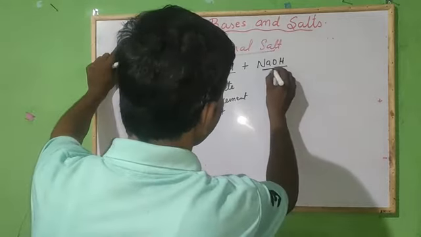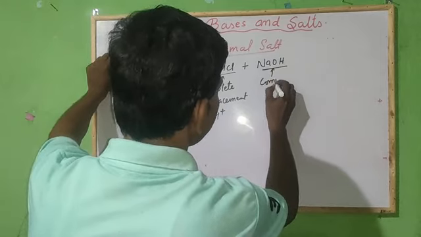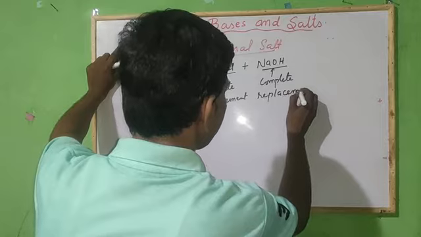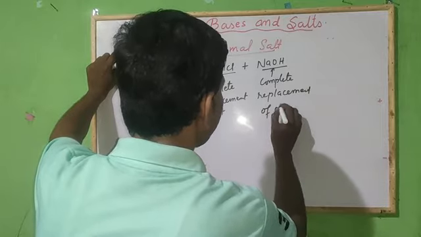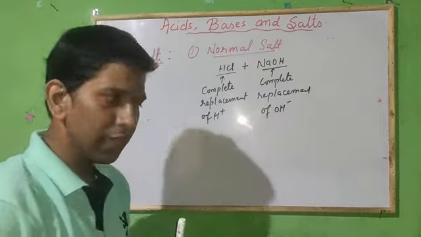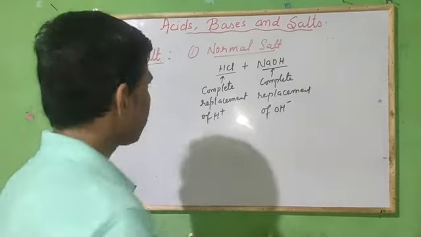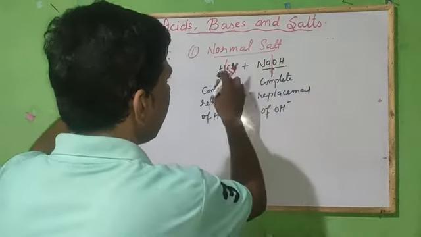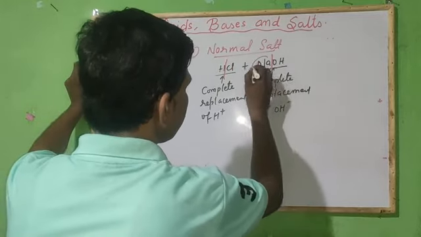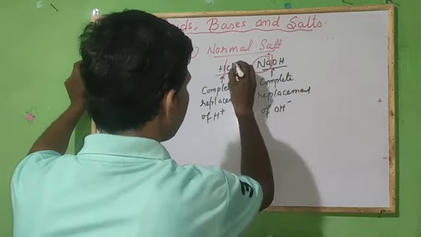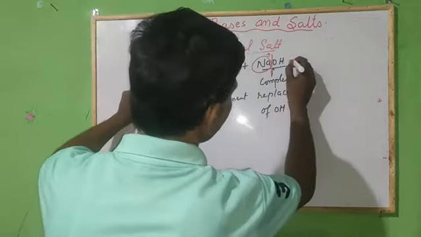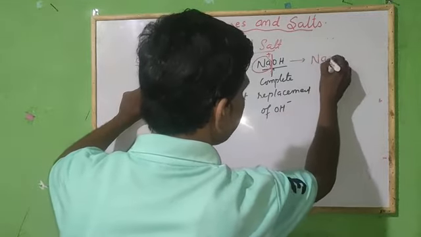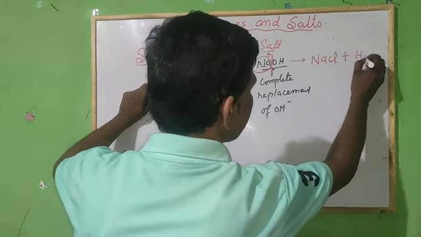And in this case, complete replacement of OH minus ion takes place. So if complete replacement of H plus ion takes place here, and OH minus in this case, then after complete replacement this will form Na plus and this will form Cl minus. After combination Na plus and Cl minus will form NaCl, and then the side product will be water.